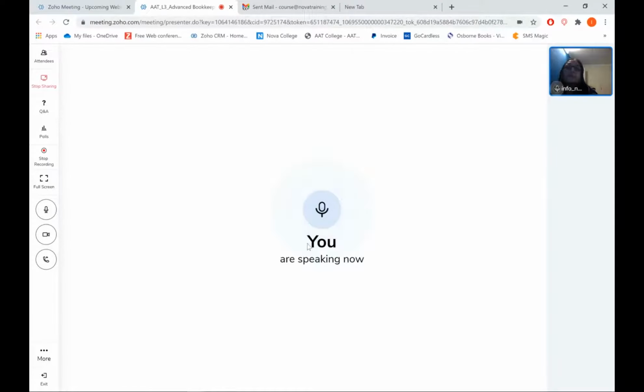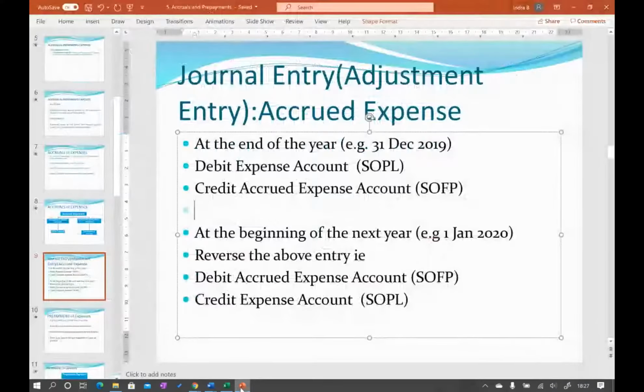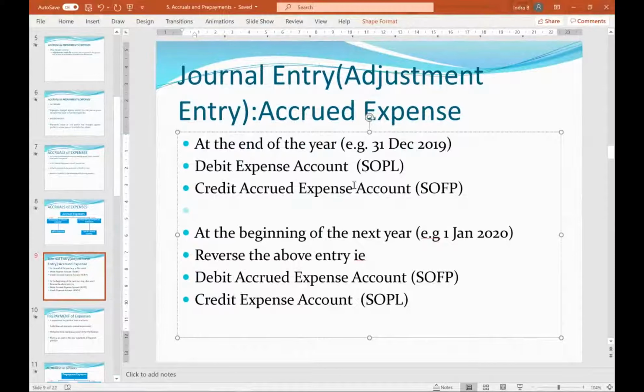This general entry is very important from the exam point of view as well as from the practical point of view. In your practical work, you may be required to do an adjustment entry at the end of the year for accrued expenses, and this will be the one. So this is like an estimated expense, yes.